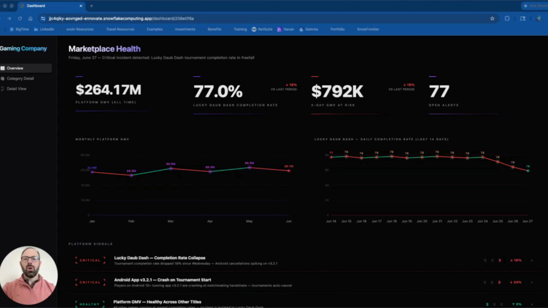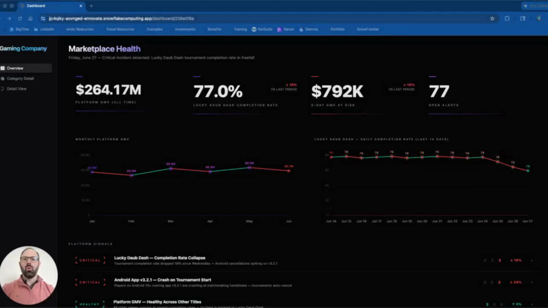Today, gross marketplace volume, or GMV, is still managed through backwards reporting. And just to level set, GMV is the total value of transactions flowing through the platform. For gaming, that's every paid tournament entry. It's your revenue signal. By the time issues show up in the finance reports, the revenue is already gone. So the question is, how do you stop GMV leakage as it's happening? Let's walk through how this works in practice.